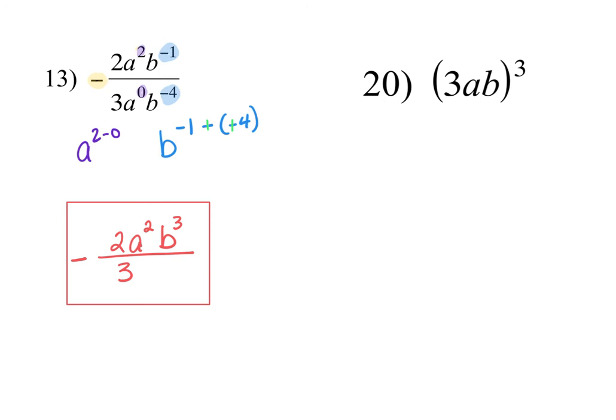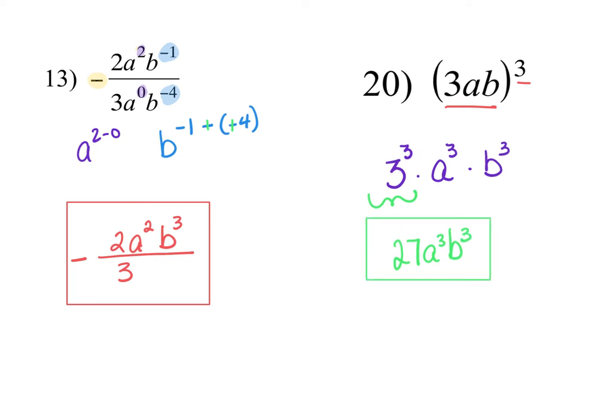All right, so let's look at number 20. I have a group to a power, a group to a power. It means everything in the group needs to be taken to that power. So I'm going to take 3 to the third power. I'm going to take A to the third power, and I'm going to take B to the third power. The only thing I really need to simplify here is this 3. What is 3 to the third power? 3 times 3 times 3? It's 27. 27A cubed, B cubed. So anytime you have a power to a power, a group to a power, everything in it is taken to that power.